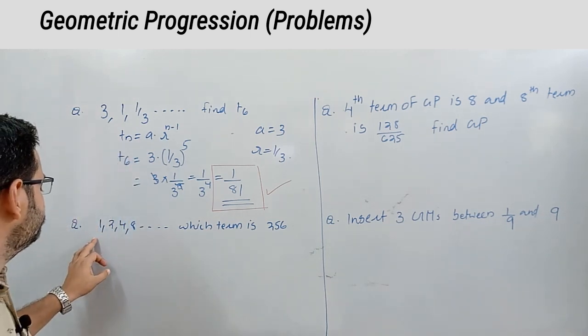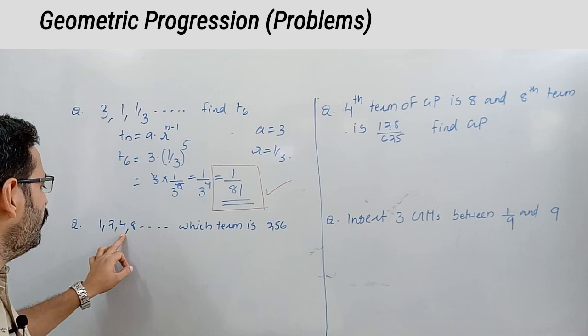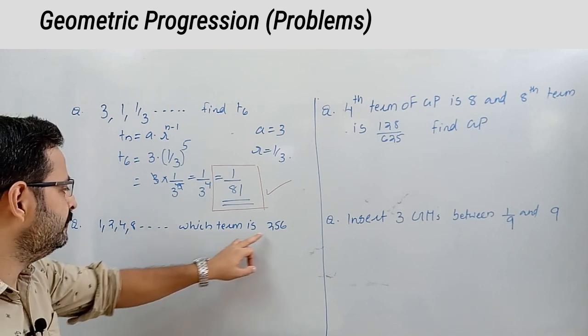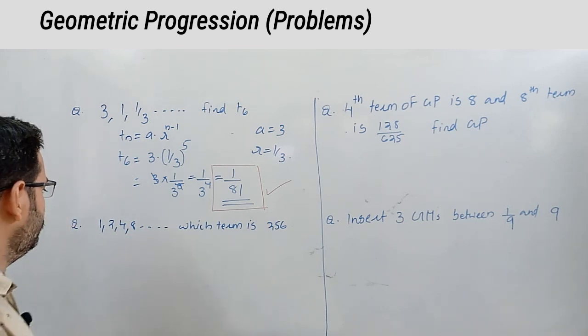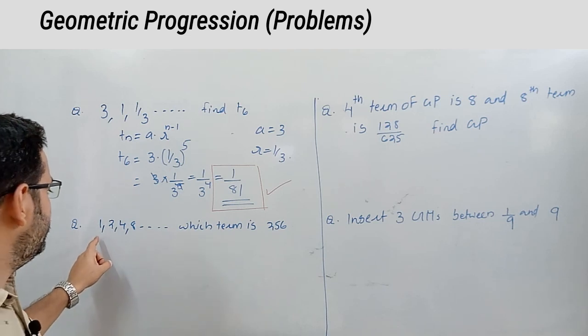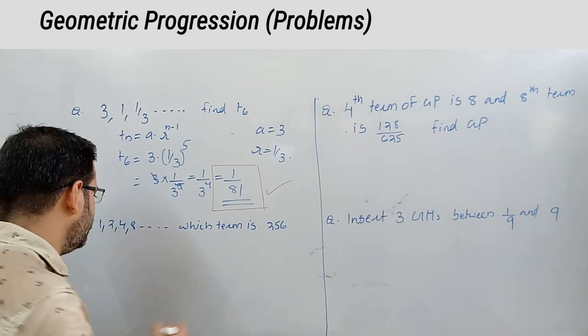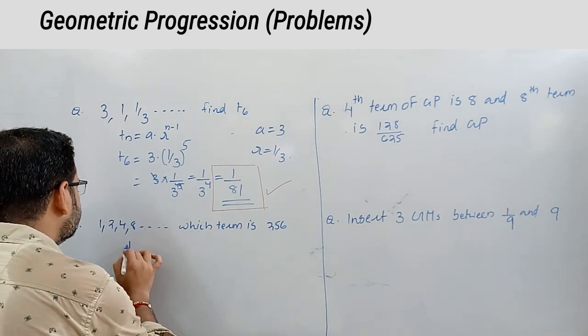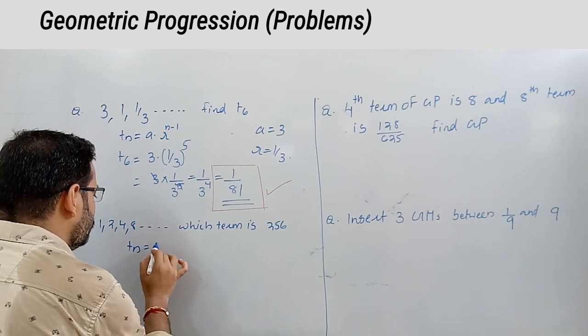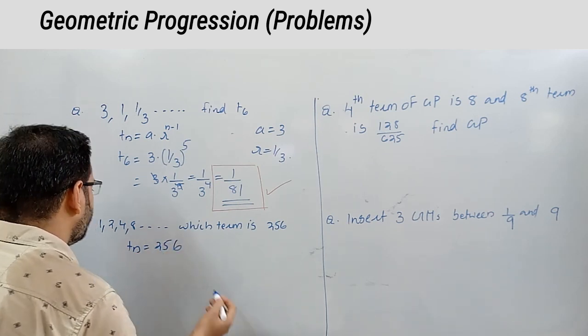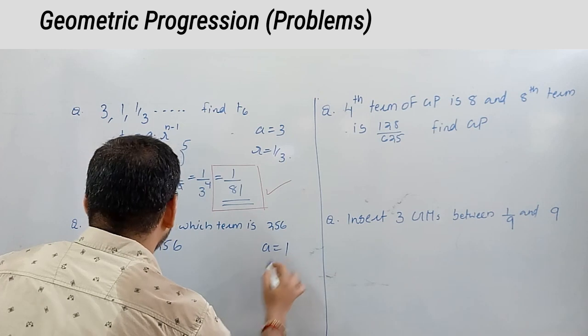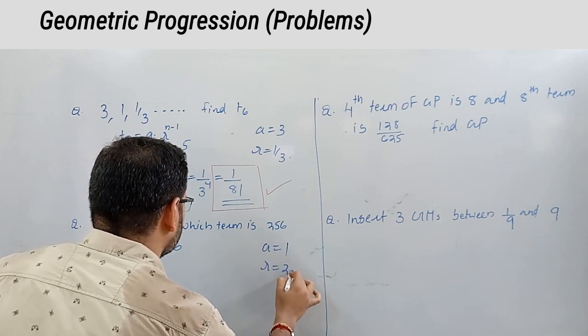Now second question: 1, 2, 4, 8, etc. Which term is 256? Okay, the given sequence is a geometric progression, then let the nth term be 256. Tn is equal to 256, and A is equal to 1 and R is equal to 2.